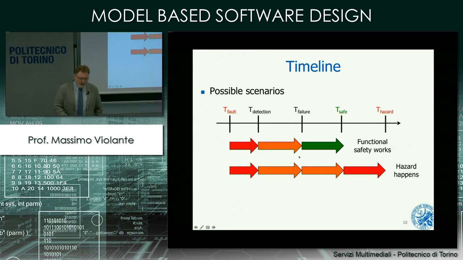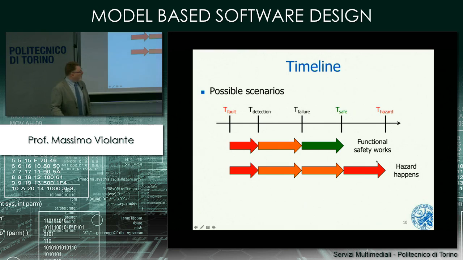Here, it is the opposite case. So the fault is there, we are not able to detect it, sooner or later it becomes a failure, and then, if not mitigated, it will become a hazard. So here, somebody is at risk, okay?